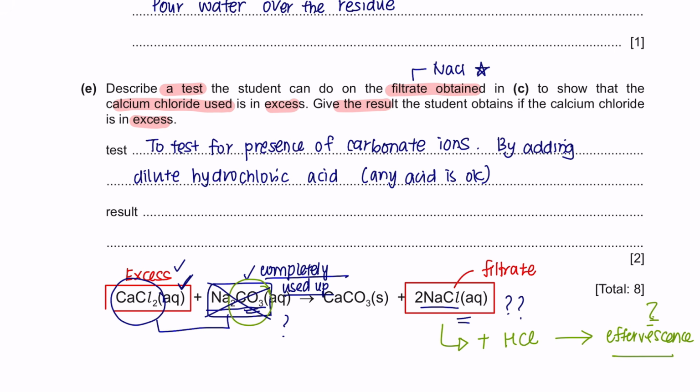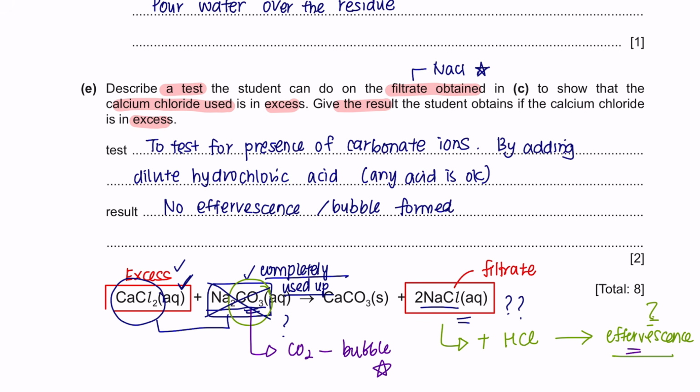Why are we looking for effervescence? Because carbonate ion will produce carbon dioxide gas. And since this is gas, we can look for bubbles or effervescence. So if this was in excess, it means that all the sodium carbonate is used up, so no carbonate ion should be present, therefore no effervescence will be formed.